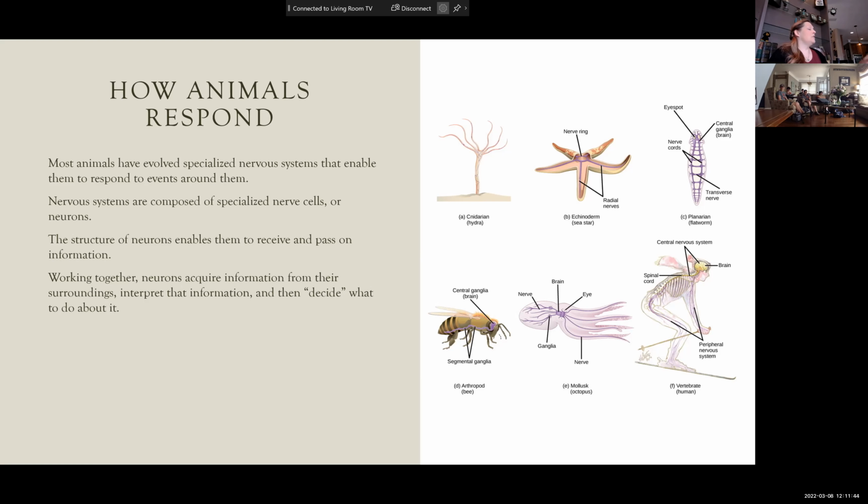And it's actually fascinating when you think about how fast that is, because that information has to travel from your finger to your brain and then back to your finger. So it knows what to do.